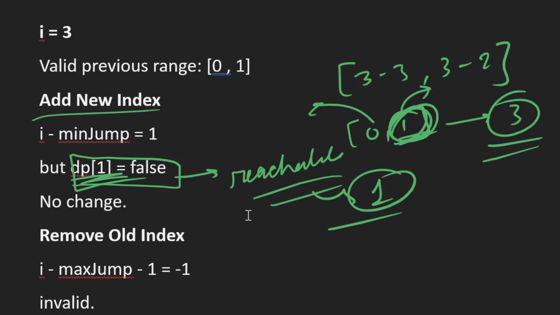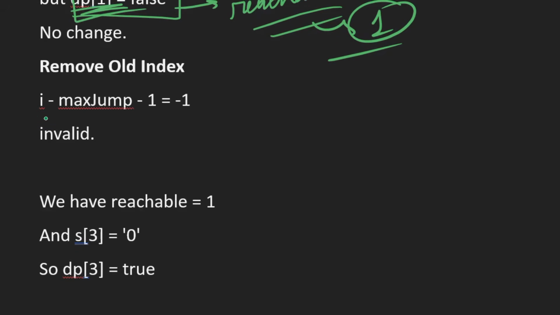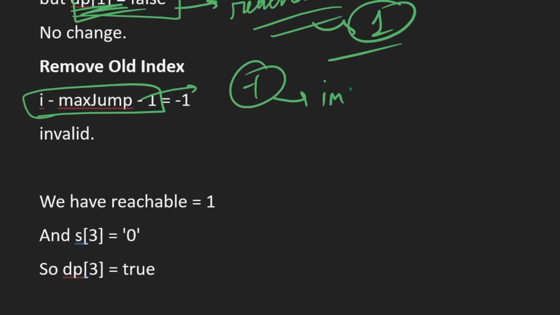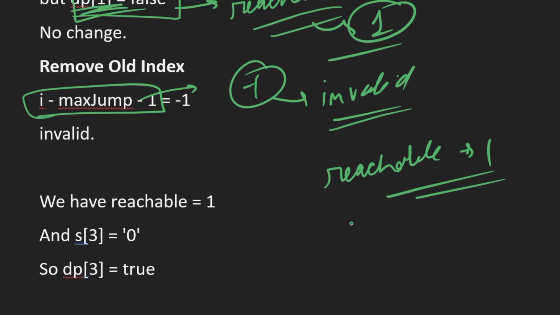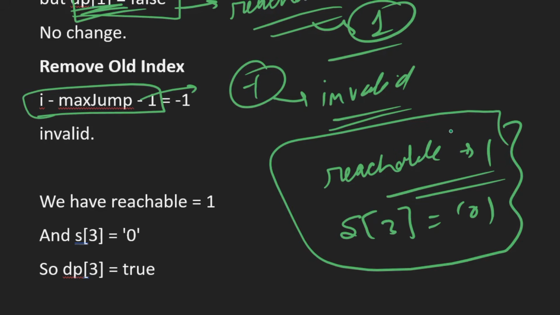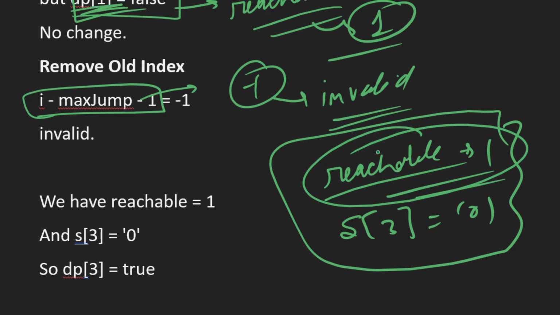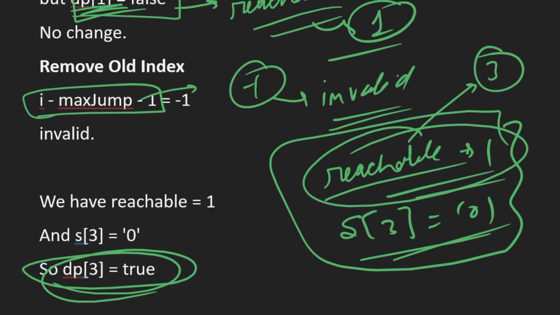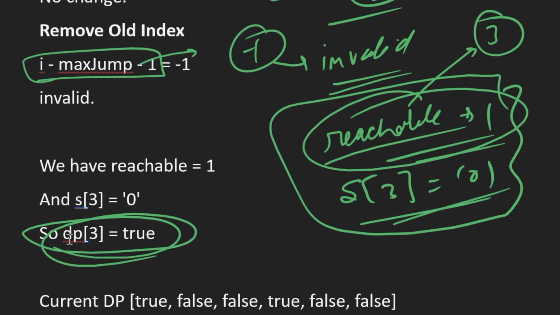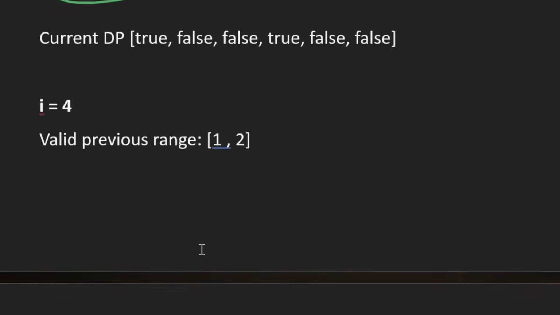Now we need to remove the old index, which is i minus max jump minus 1, and that leads to the value minus 1, and minus 1 is invalid. So if we see, our reachable variable count is 1, and our s of 3 is equal to 0. So now both conditions are satisfied, meaning we have one previous index from which we can reach index 3, and s of 3 is equal to 0. So we mark dp of 3 as true. That means this index 3 is reachable from index number 0.